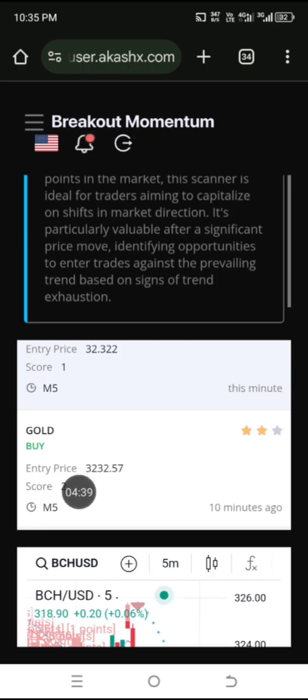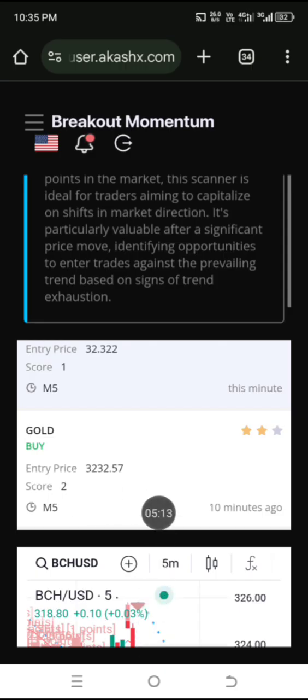Now the next line is score. This score is indicating signal strength. So we have 2 here. The score ranges from 1 to 3. Though other scanners like the Gold scanner do even give up to 5 score.